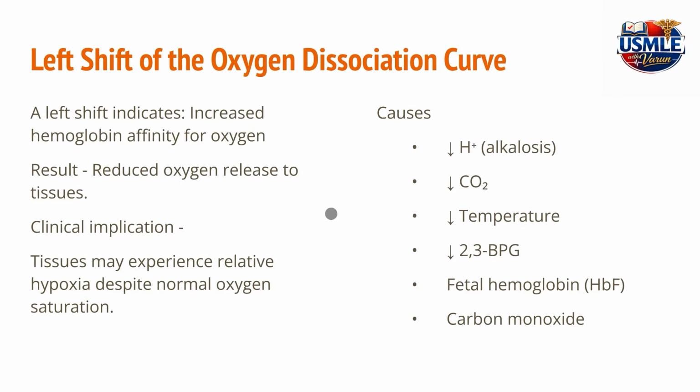A left shift is the opposite. It means increased affinity for oxygen. So hemoglobin binds onto the oxygen more tightly than before. The causes include decreased 2,3-BPG, decreased temperature, fetal hemoglobin, decreased H+ and CO2, and carbon monoxide. Clinically, this can lead to tissue hypoxia even when the oxygen saturation appears normal.